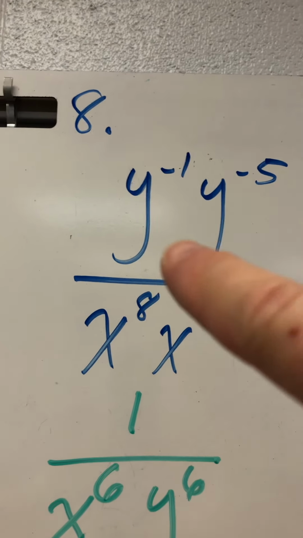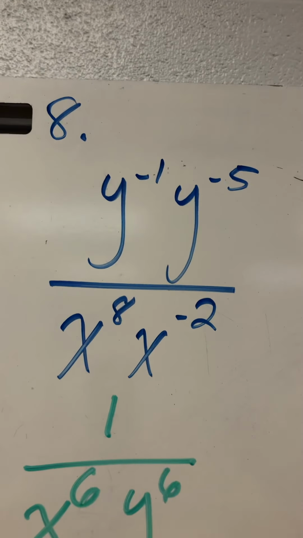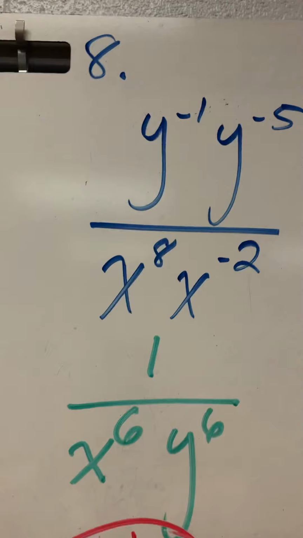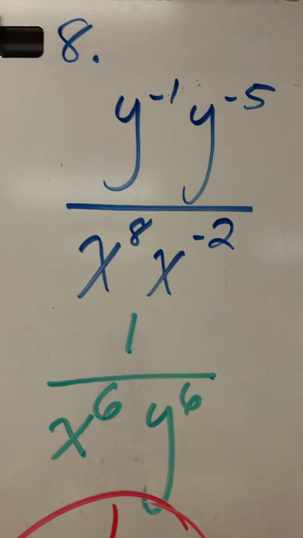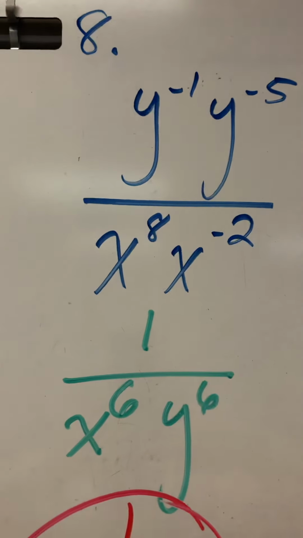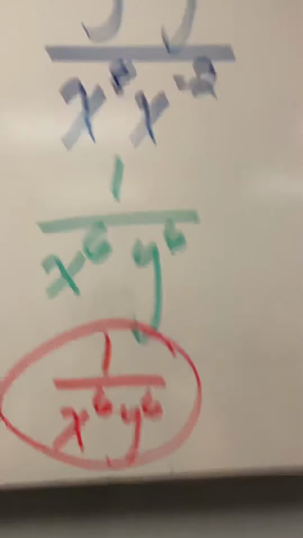Y to the negative first, y to the negative 5th makes y to the negative 6th. Move it to the bottom to make y to the 6th. 8 minus 2 is 6. There you go. 1 over x to the 6th, y to the 6th.